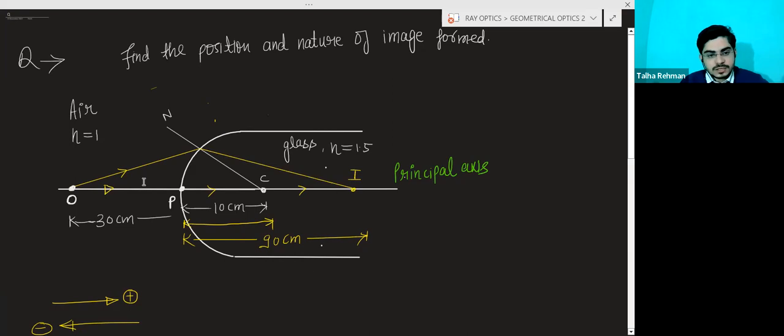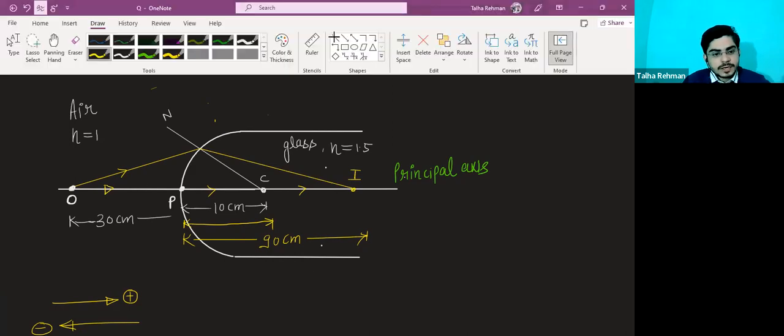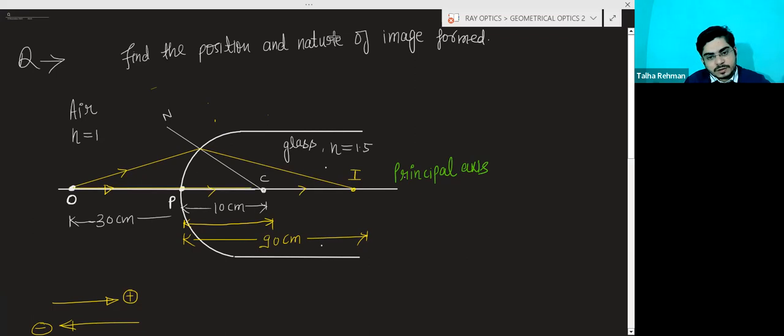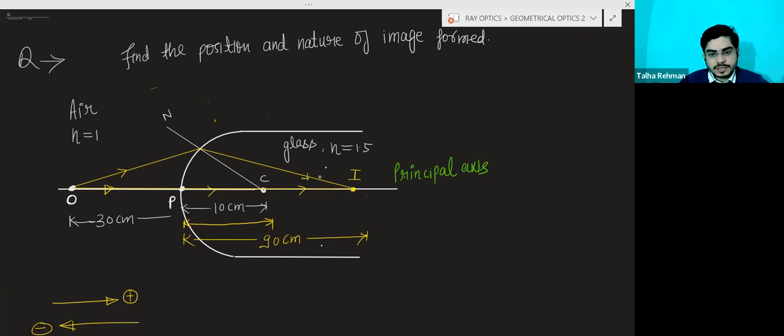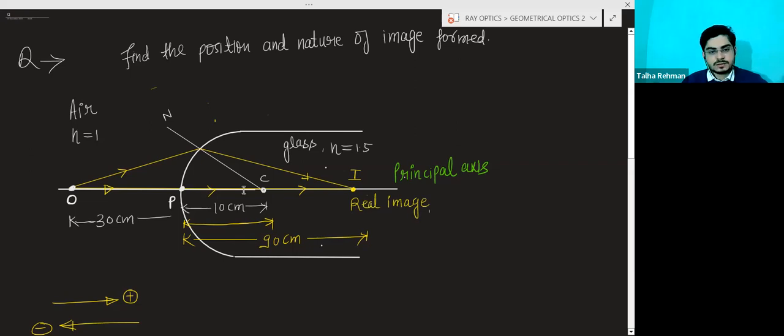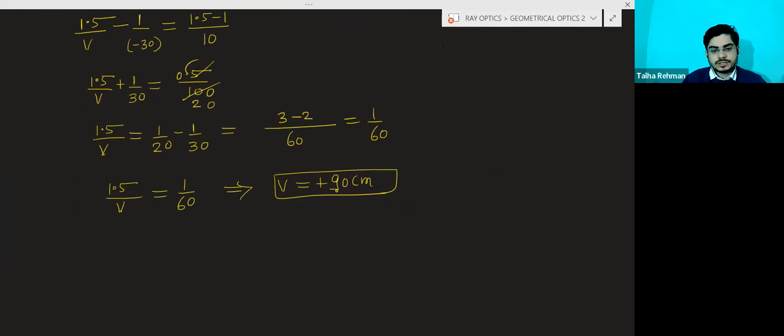Now you can see both the rays are meeting here, so here the image will form. These rays are meeting in actual, so the image will be the real image. This image is the real image because these rays are meeting in actual, so real image. Nature of the image is real.